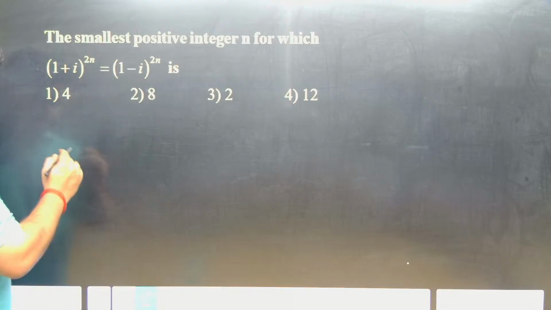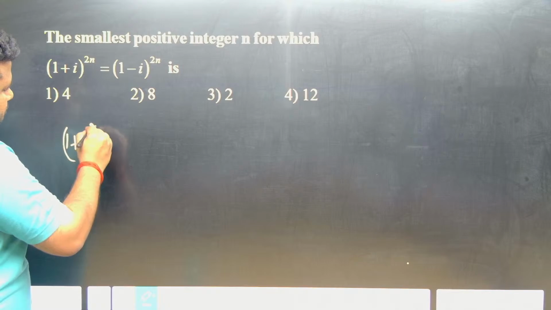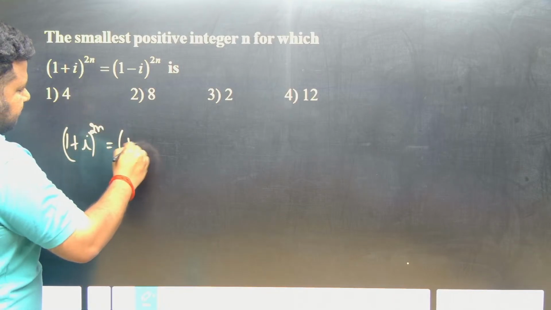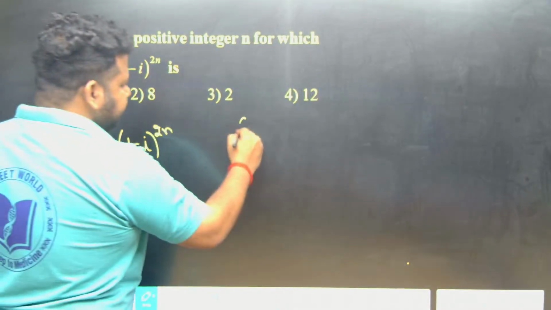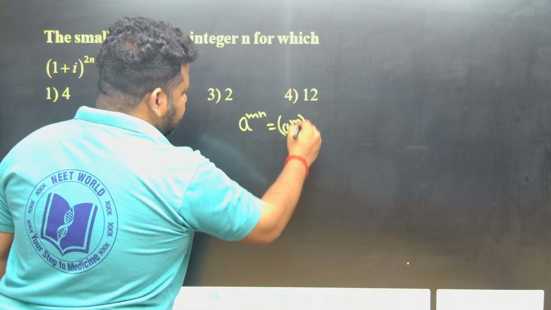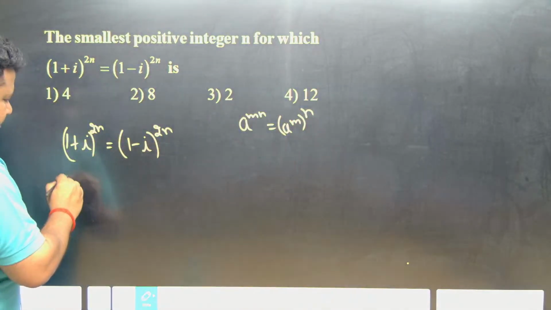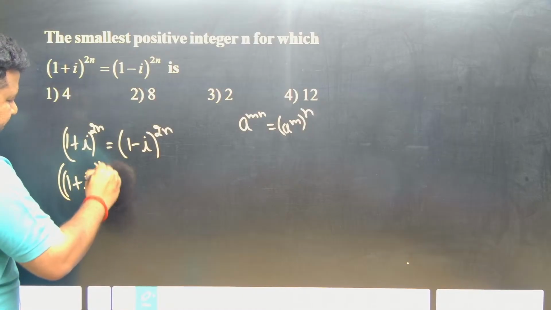So what we can do here is, see here, (1 + i)^(2n) = (1 − i)^(2n). This is what is given. So we know that a^(m·n) can be written as what? (a^m)^n. Yes, no? So what can I write? ((1 + i)^2)^n, I can do it.